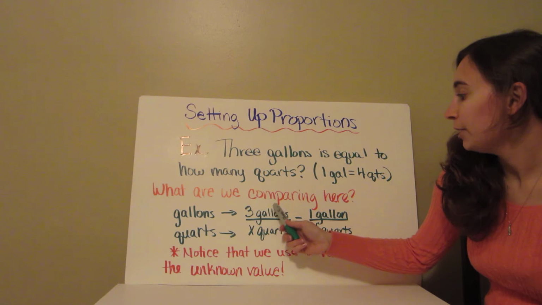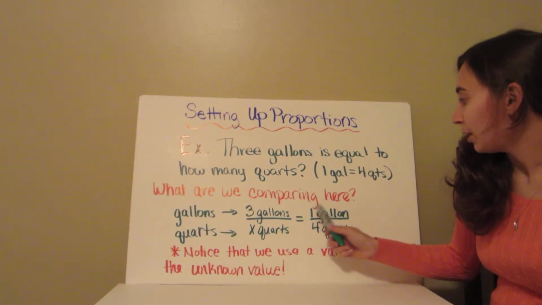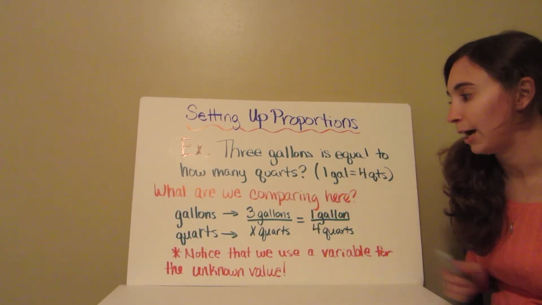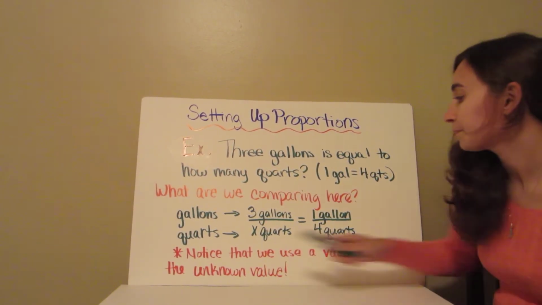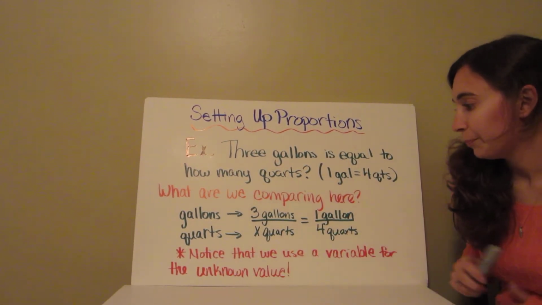So we have 3 gallons, but we don't know how many quarts we have. And we also know that 1 gallon is equal to 4 quarts. So we set up our proportion with gallons on the top and quarts on the bottom. Notice that we use a variable for the unknown value.